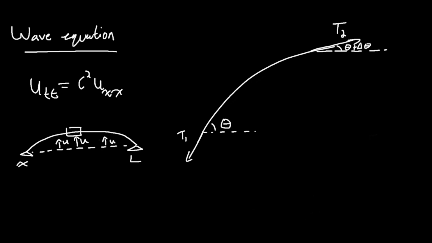I'll rewrite our force principles here. Our force is equal to rho delta x u_tt. It's also equal to our difference of forces, so T2 minus T1, or let's just say T1 minus T2. This has a greater force in the y direction. So tension 1 sine of theta. Yeah, sine of theta, I think, right?